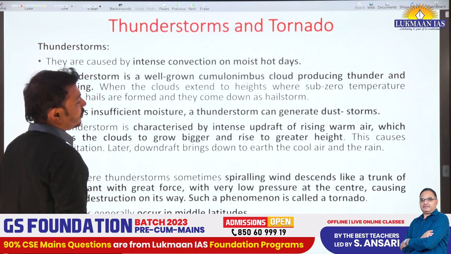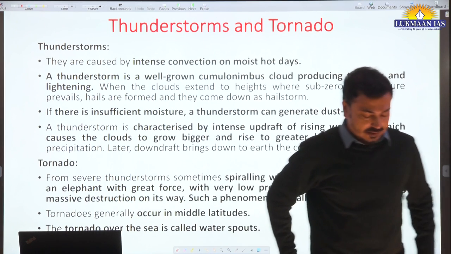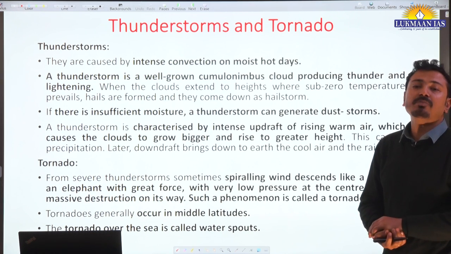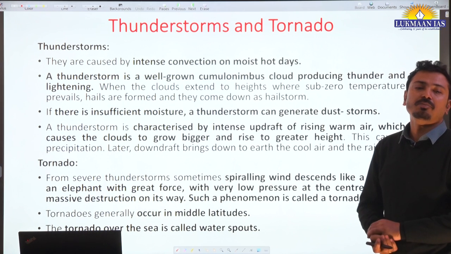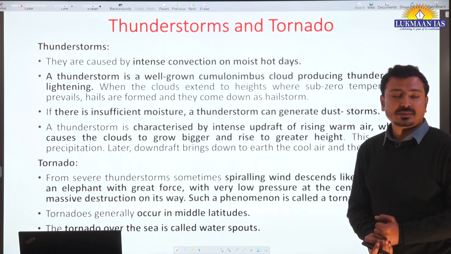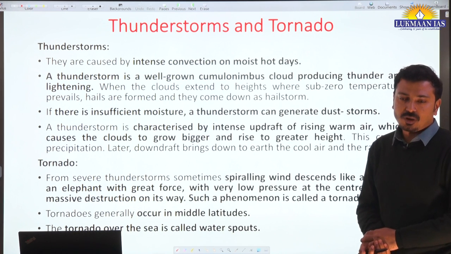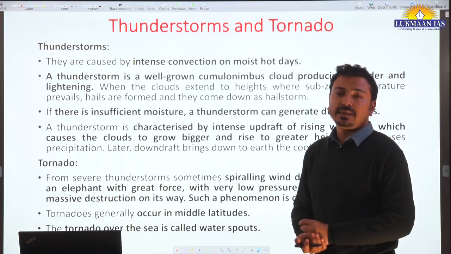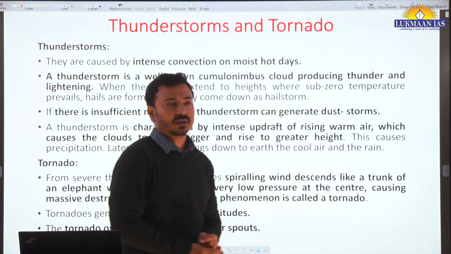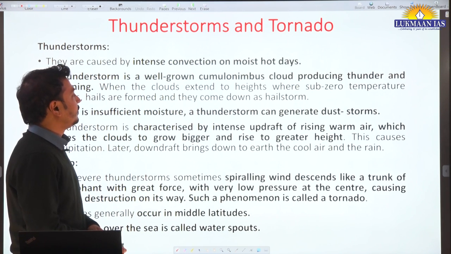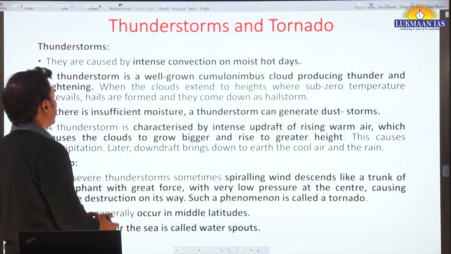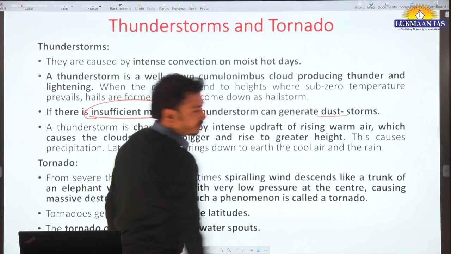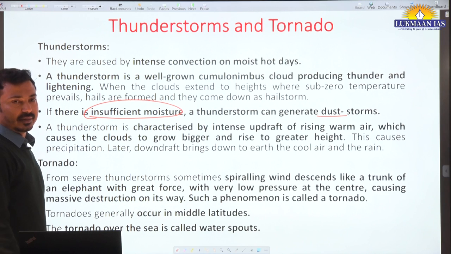Now this thunderstorm and tornado, very simple concept, here itself we will understand. Thunderstorms are nothing but extensive cumulonimbus clouds formed due to excessive heating of the ground surface. Now it may be associated with lightning. Thunderstorm or cumulonimbus clouds are associated with lightning. I will explain the phenomenon of lightning separately. But before that, if there is insufficient moisture in the thunderstorm, it can create dust storms.